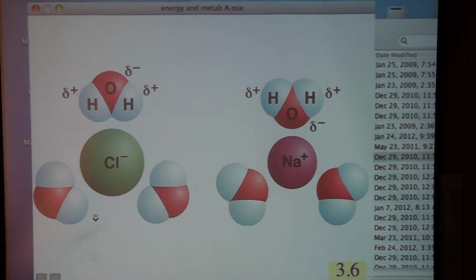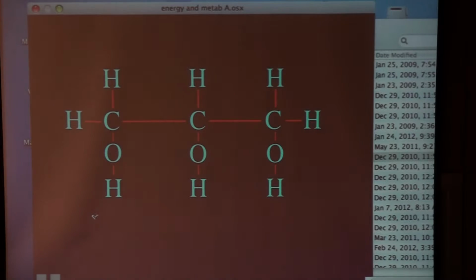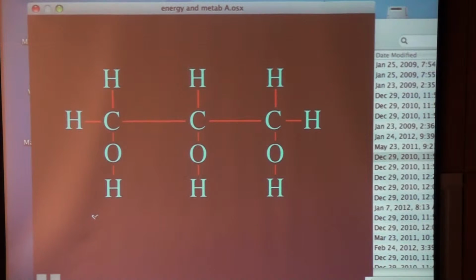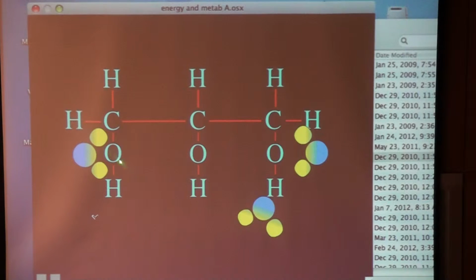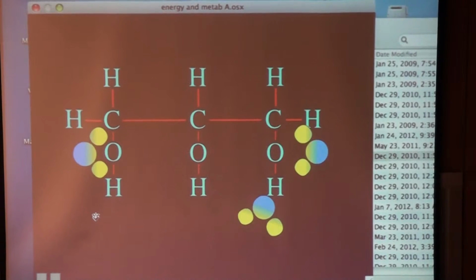And even if the solutes are not ions, but have partial charges, that's good enough. The water will still be attracted to them, again, electrostatically. The partial positive hydrogens will be attracted to the partial negative oxygen here, and the partial negative oxygen in the water will be attracted to this partial positive hydrogen there, that sort of thing. So solutes are magnets for water molecules is the big picture there.